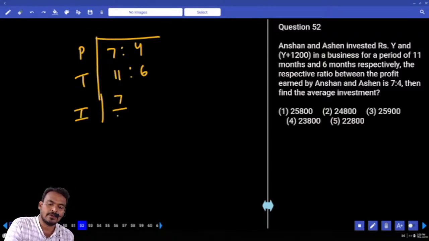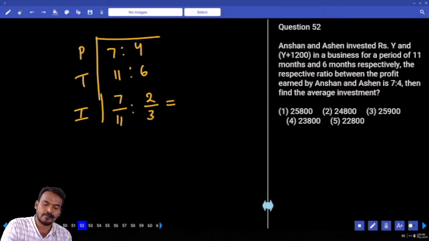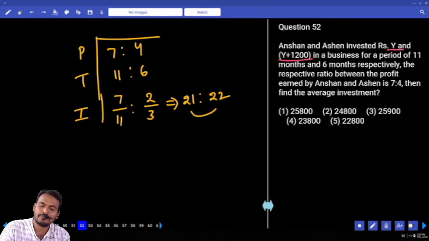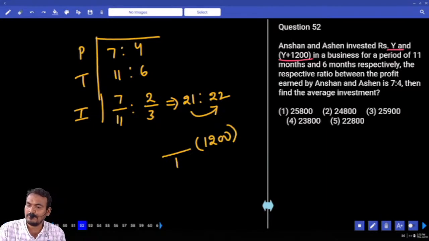One will be 7 by 11, another one 4 by 6. Simplify this one, we get 21:22. Total how many parts? 43 parts. And here the difference between Y and Y plus 1200 is 1200. How many parts is the difference? One part. What is the one part value? 1200. But we require the average investment.